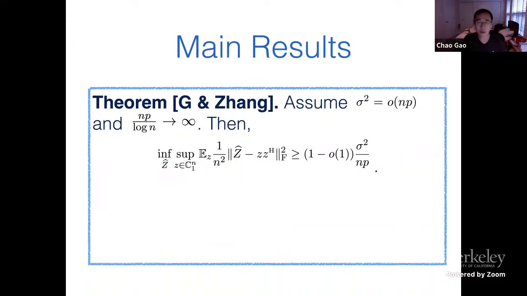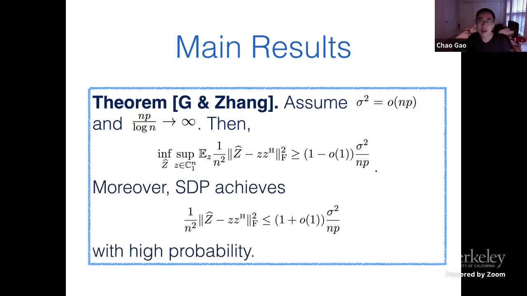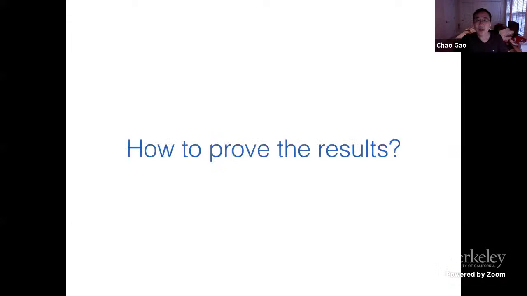We also have an additional result for SDP because the output of an SDP is a matrix. So if you are only interested in matrix estimation, if you want to estimate the matrix ZZ transpose under the normalized Frobenius norm, then we have a lower bound for that, and SDP without any post-processing step directly achieves this error as well. All right, so this is the result. And in the next part of the talk, I'm going to tell you how we can actually establish these results.